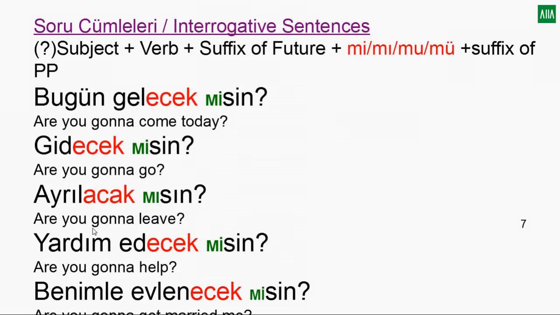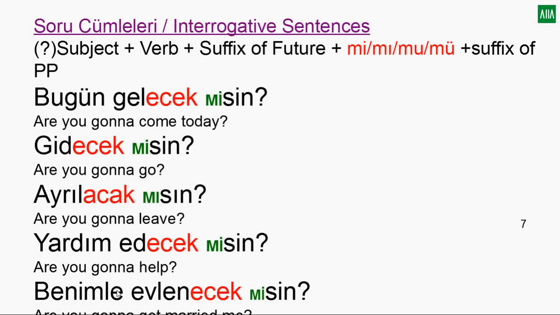Ayrılacak mısın? Are you gonna leave? I put gonna here because it sounds much faster. That's why I use this, guys. Normally you can say going to. Are you going to leave? So, ayrılacak mısın? Yardım edecek misin? Are you going to help, or are you gonna help? Yardım edecek misin? Look, edecek misin?